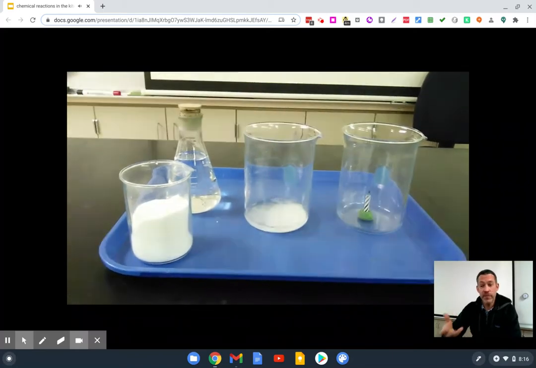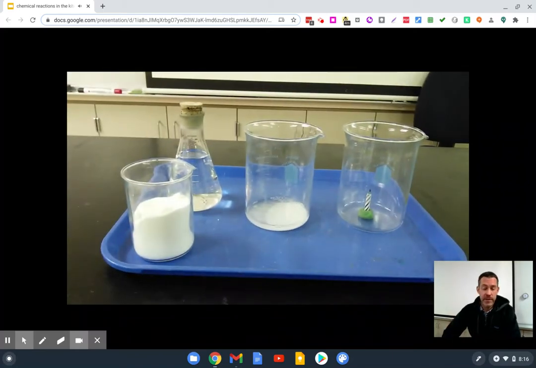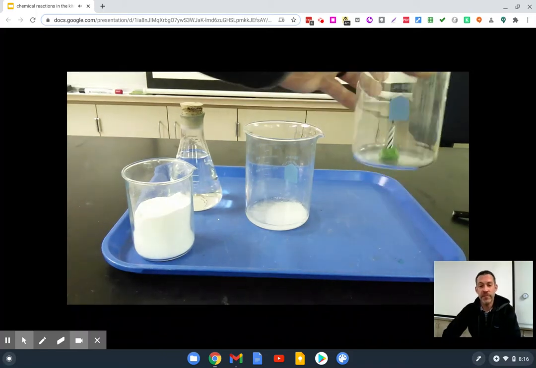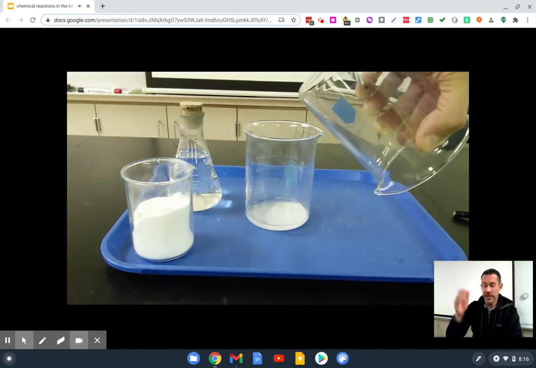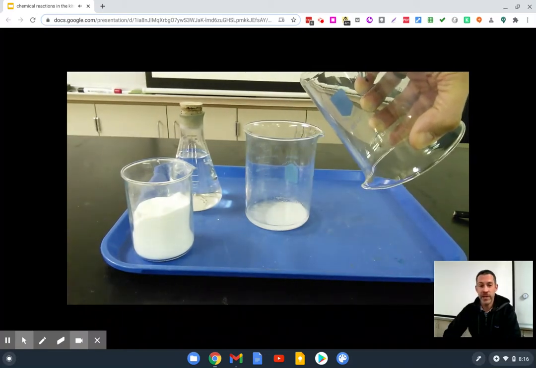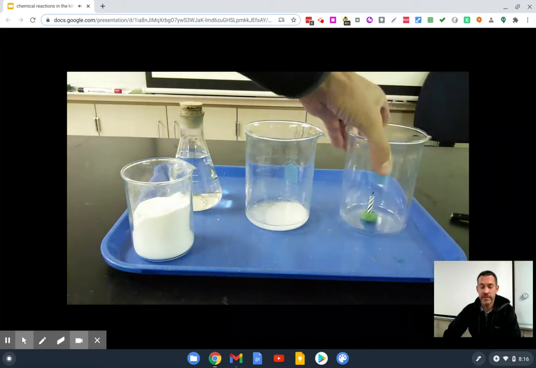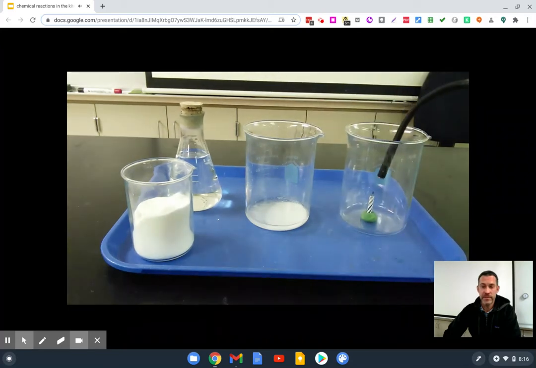And then if I try and relight it with the same lighter, it won't work because there's carbon dioxide in that beaker now. Now, if I pour that carbon dioxide out and it refills with just the surrounding air, all of a sudden I'll be able to relight it. There you go.